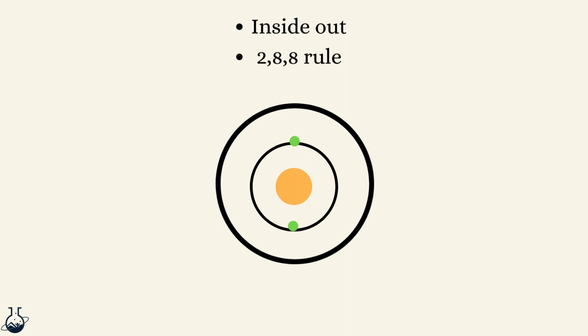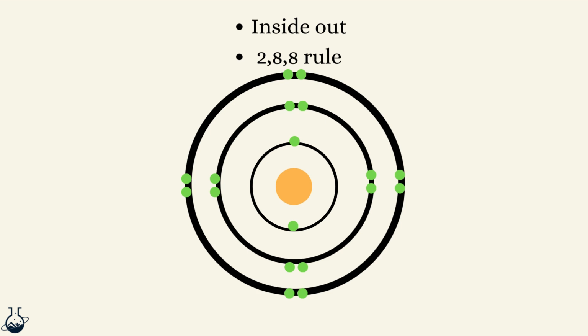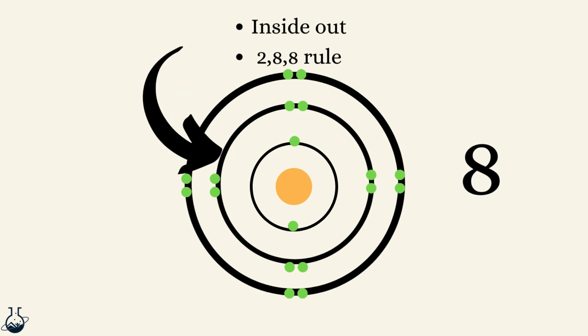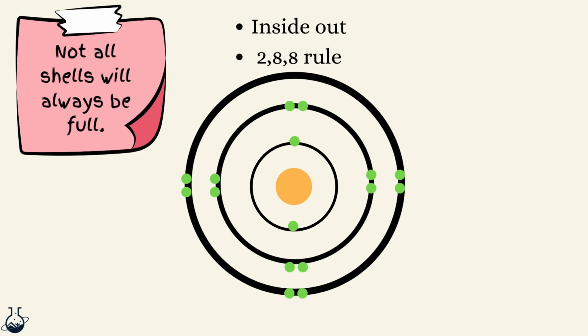These shells can hold up to 8 electrons, and the same for the next shell. See? 2, 8, 8. But it is worth noting that not all of these shells will always be full. You just need to look at the information that's given to you. Let's look at some examples together.